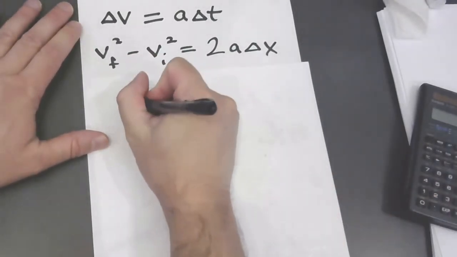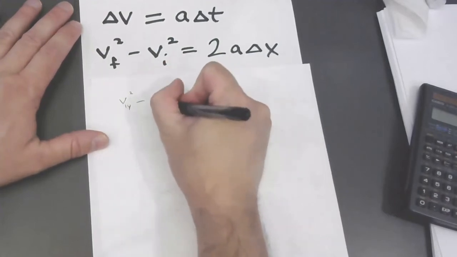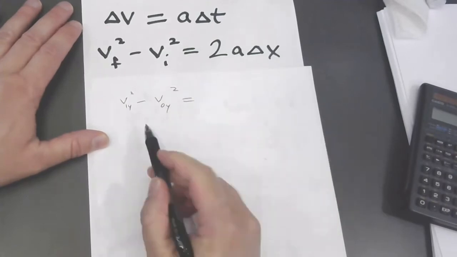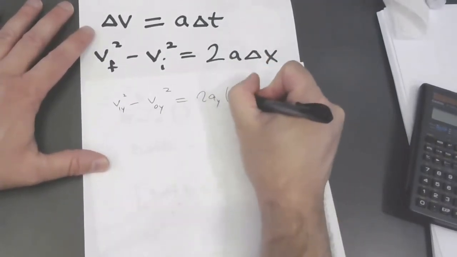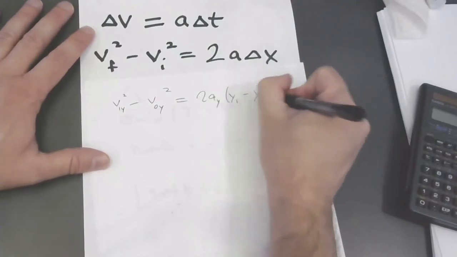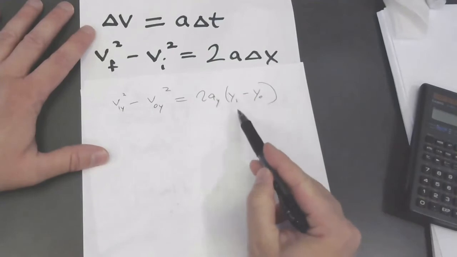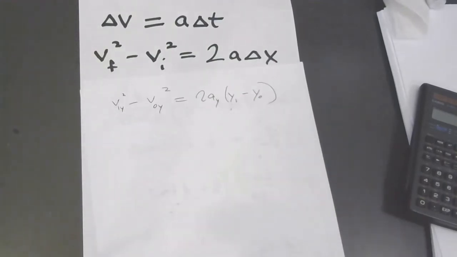So the velocity at time 1 in the y direction squared minus the velocity at time 0 in the y direction squared equals 2 times the y acceleration times the y coordinate at time 1 minus the y coordinate at time 0. This is the displacement between launch and reaching the apex, specifically the displacement along the y-axis.